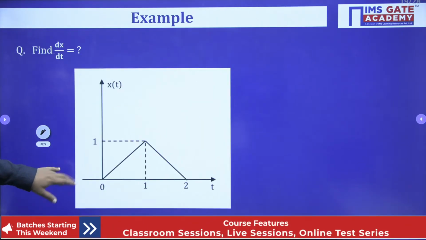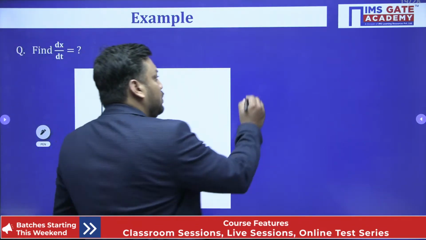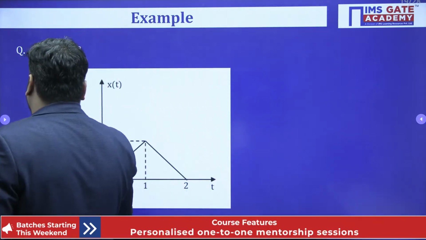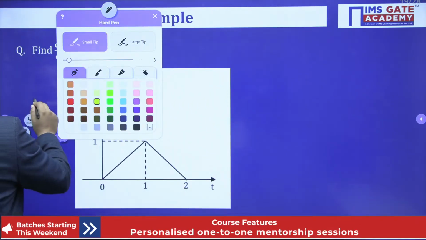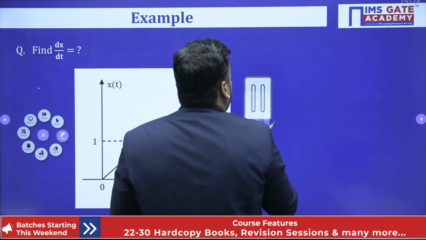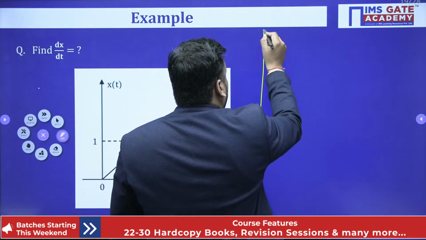So here I am going for next. This is my triangular waveform. In the last class we have seen that the integration of a square waveform is a triangular waveform. That we have seen in the last class.